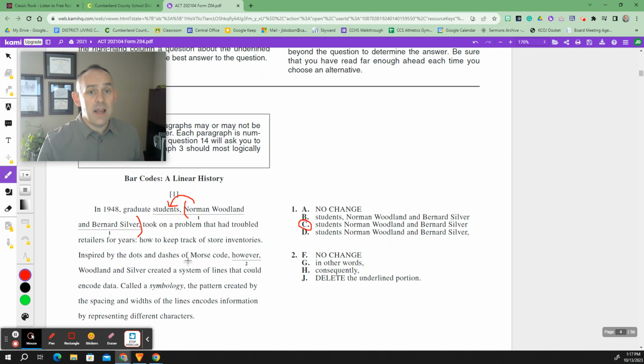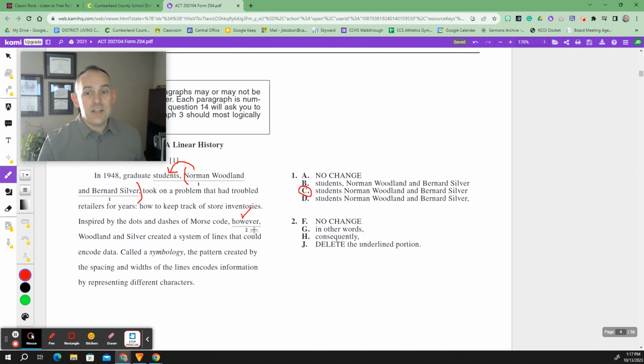All right, here's number 2. Inspired by the dots and dashes of the Morse code, however, Woodland and Silver created a system of lines that could encode data. This is a question about transitions. And so it's asking you, is "however," which is a contrast transition, appropriate here, that they use the Morse code to develop a system of lines? Or is it "in other words," which is a transition of exemplification, or giving an example, or "consequently," that's cause and effect.